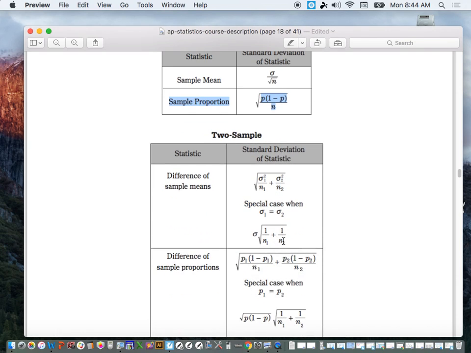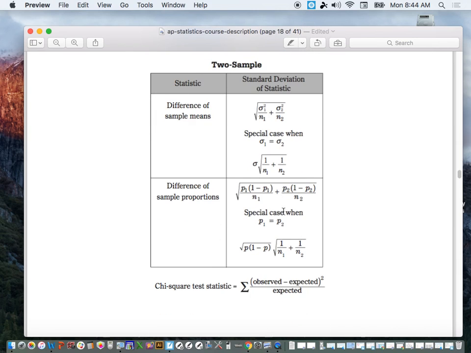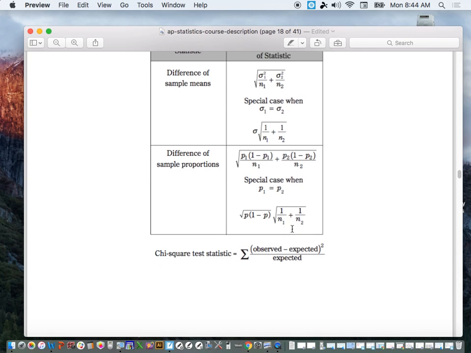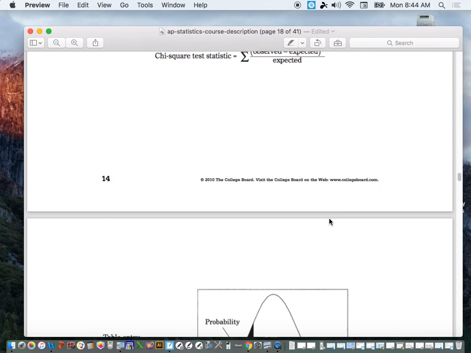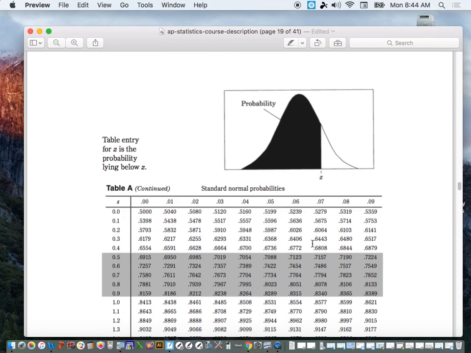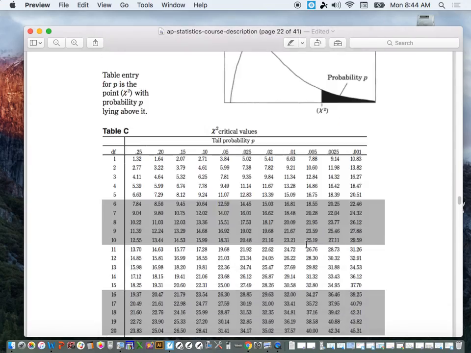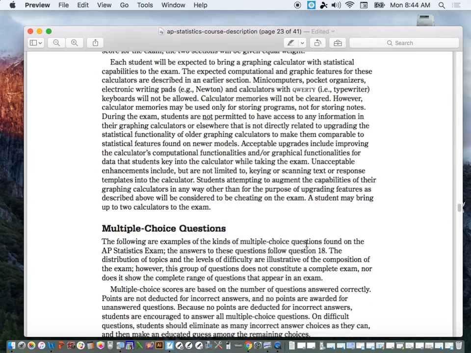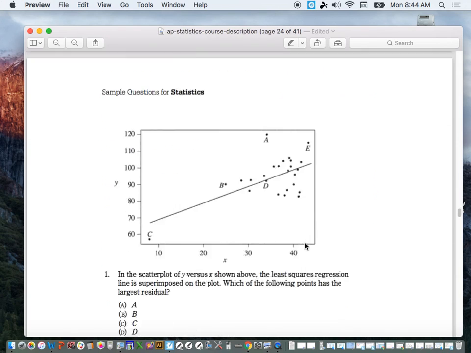Sample proportions. Okay, we'll review these as we get through unit 5 and 6 in those packets. And then the chi-squared statistic. And of course there are also formulas on there. So then here's what the exam looks like.